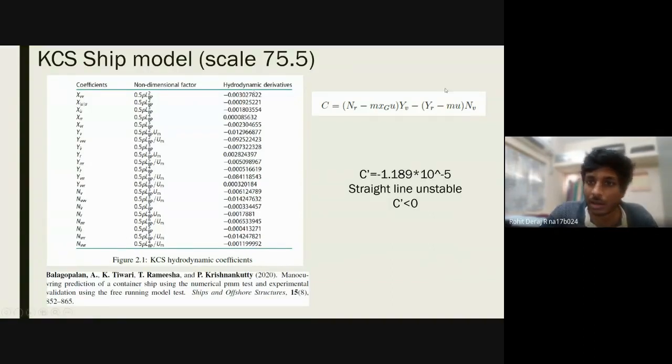I hope you all know what this C is. C is the straight line stability constant. If you see, when I substitute the hydrodynamic coefficients here, C will turn out to be negative, which means the ship is straight line unstable. My plan was to use a linear model, but since C is negative, it is not possible to simulate the dynamics with the linear model. I had to go to a non-linear model.